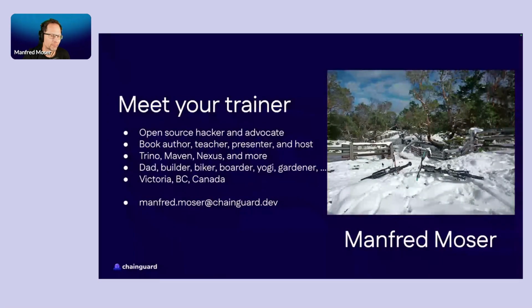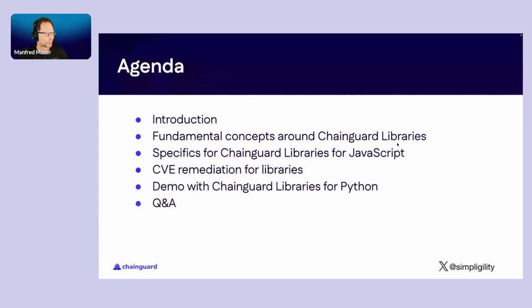First of all, myself, Manfred Moser here, long-term open source hacker, Java developer, with a background in Trino, Maven, Nexus, and stuff like that. I'm in Canada, and I go mountain biking all year round. Currently, there's no snow, but it's soon going to look like that again. But let's move on to what we're going to do today.